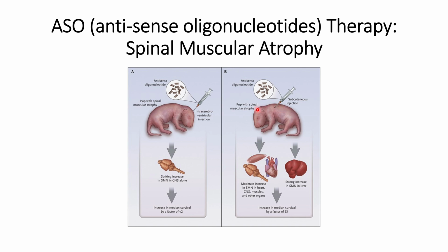And when these antisense oligonucleotides are given by subcutaneous injection, which means injected under the skin, it leads to an increase in SMN in different parts of the body, such as the heart, central nervous system, muscle, and other organs. This leads to an overall increase in median survival by a factor of 25. So in the mouse, it shows that antisense oligonucleotide therapy works pretty well. So it is expected that this therapy might work well in humans. However, the final results are yet to come out.